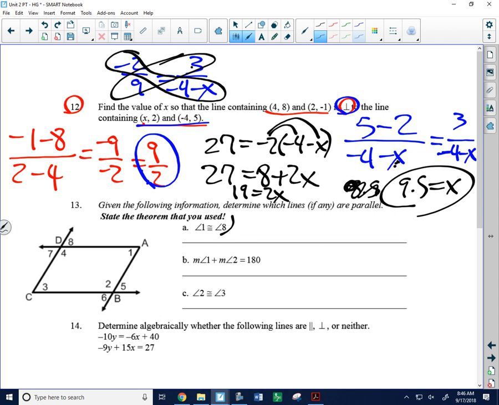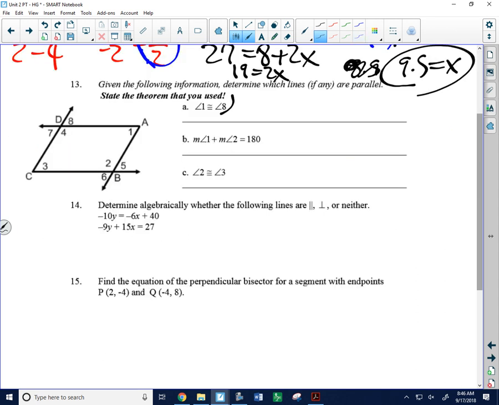Let's do 1 or 2 of 13. Given the following, which lines are parallel? And state the theorem. So if you remember, determine which lines are parallel. If you're showing lines are parallel, and that's a statement in your proof, the reason must say converse of. Converse is the one that just goes backwards. I'm thinking let's do B. I'll skip A.